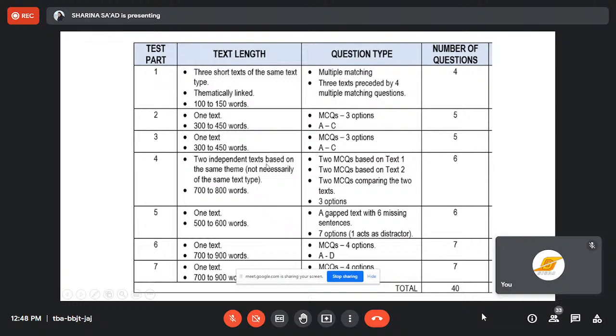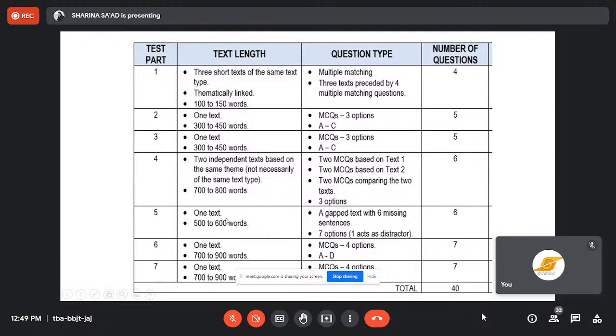Part 4, you have 2 texts based on the same theme, meaning if the text is about health, then the other text is also about health. You have 2 MCQ based on text 1, 2 MCQ based on text 2, and 2 MCQ comparing the 2 texts. Still you have 3 options, A, B, C. So for part 4, you have 6 questions.